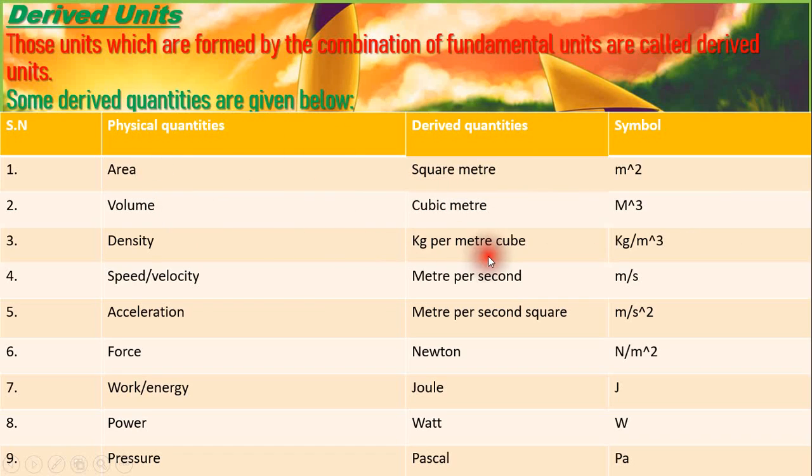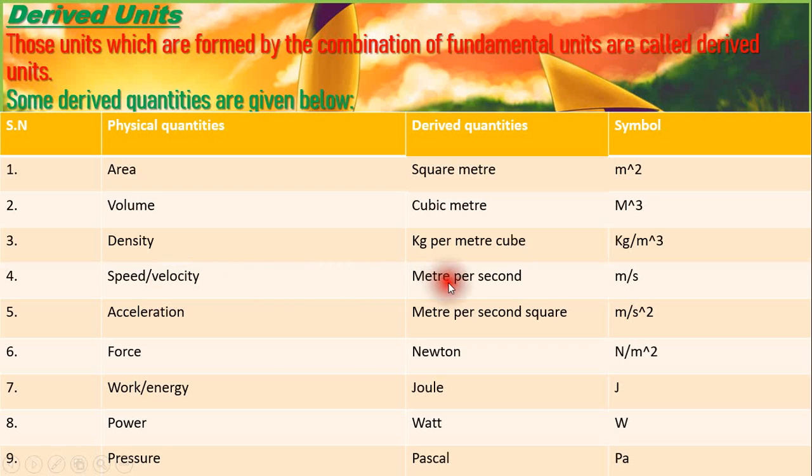For example, the unit of area is square meter, the unit of volume is cubic meter, the unit of density is kg per meter cube, the unit of speed and velocity is meter per second, the unit of acceleration is meter per second square, the SI unit of force is Newton, of work and energy it is joule, the SI unit of power is watt, the SI unit of pressure is pascal, and we have discussed previously that all the units have their own specific symbol.